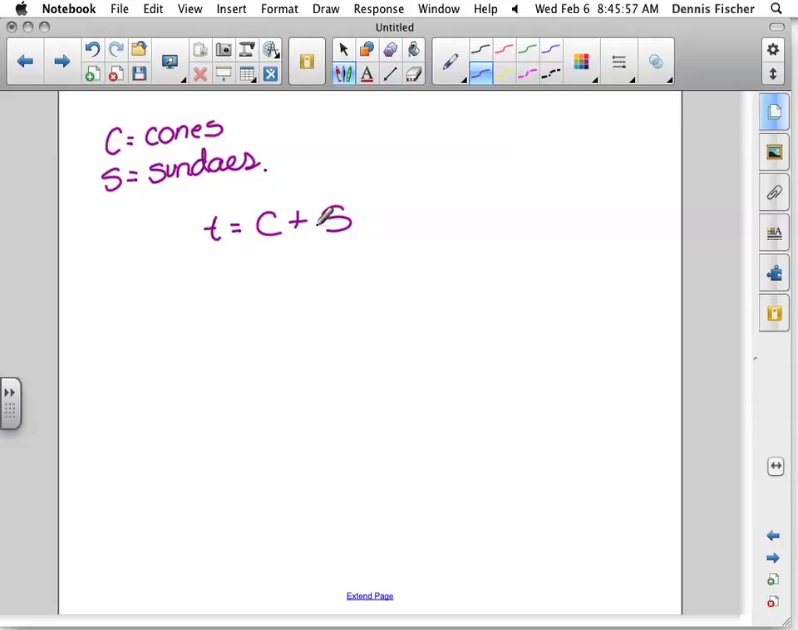Now, it says here, suppose you had enough yogurt for 200 scoops. Write an inequality to represent all possible combinations of sundaes and scoops. Okay, so we know this is the total scoops here. So part B now. We know that C plus S has to be what? Less than or equal to 200. Because the total number of scoops would have to be 200.